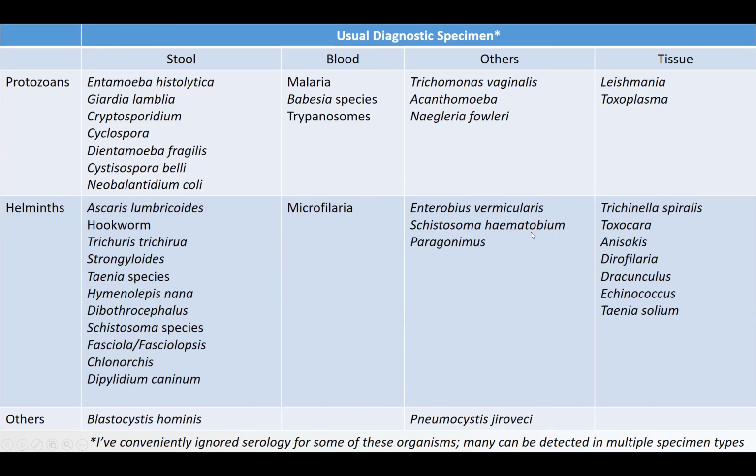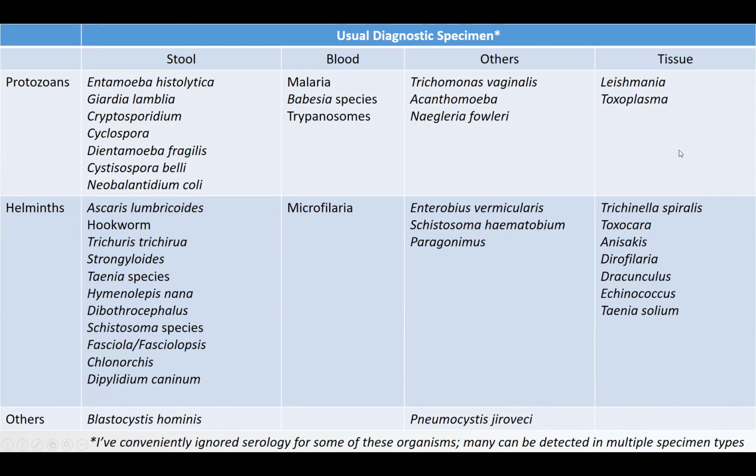And then you can't forget these other guys as well. There's a smattering of other things, including the number one parasite in the entire world, Trichomonas vaginalis, in genital specimens, Acanthamoeba and Naegleria in spinal fluid or brain tissue. Enterobius vermicularis, really in Scotch tape preps, not really in stool. Urine for Schistosoma and respiratory specimens for Paragonimus and also for Pneumocystis.